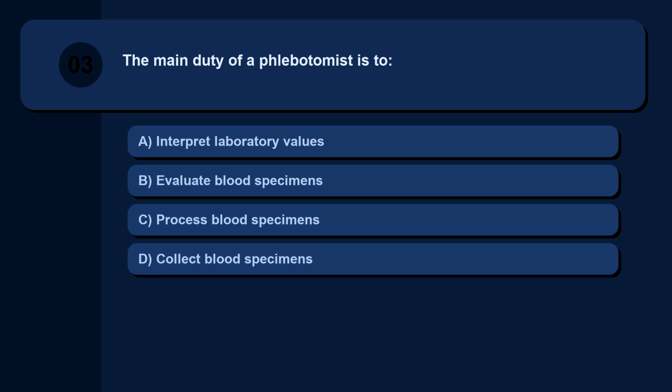Question 3. The main duty of a phlebotomist is to interpret laboratory values, evaluate blood specimens, process blood specimens, collect blood specimens. The primary duty of a phlebotomist is to collect blood specimens from patients for laboratory testing, not interpretation or processing.